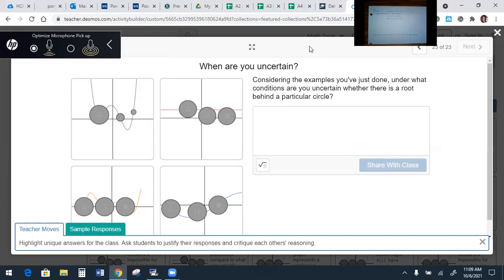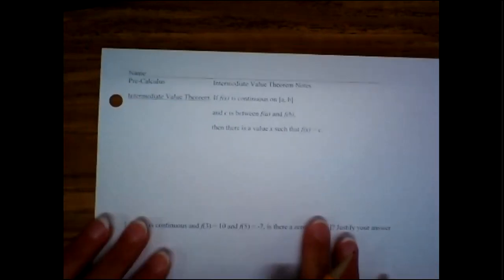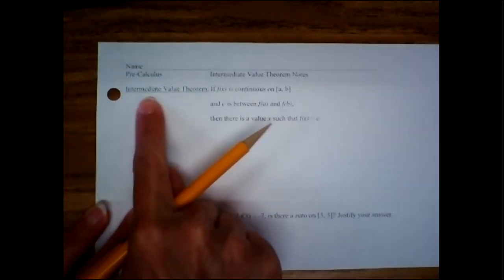Do we all understand what's going on? This is a nice visual for this. Now we're going to take it and write it in the notes and write it down concretely. Okay, so this is our notes right here. This is called the intermediate value theorem.